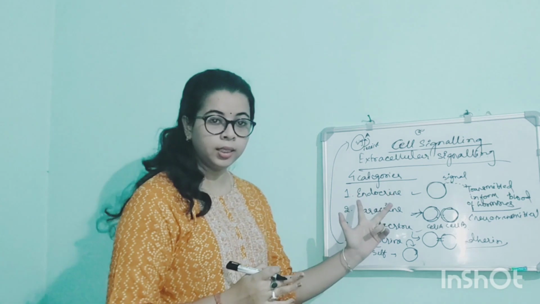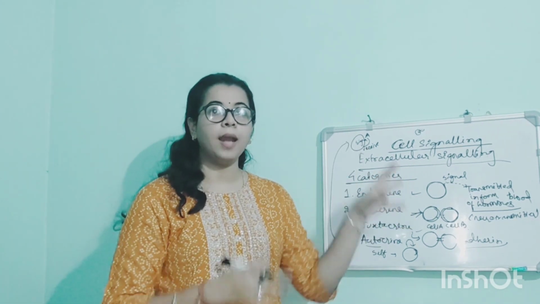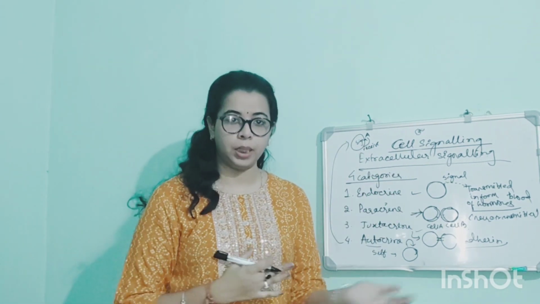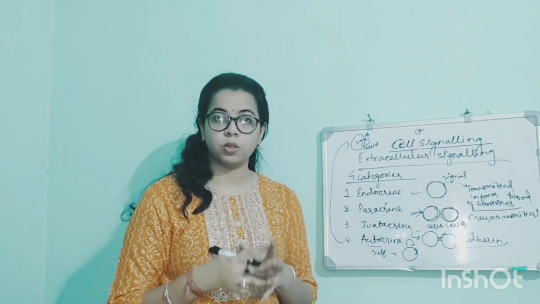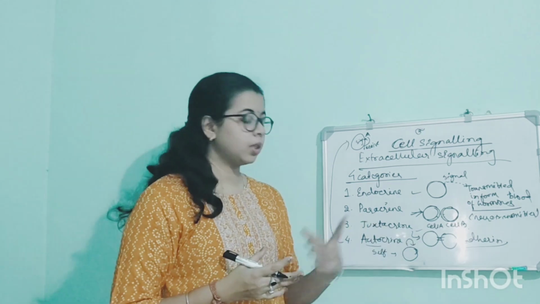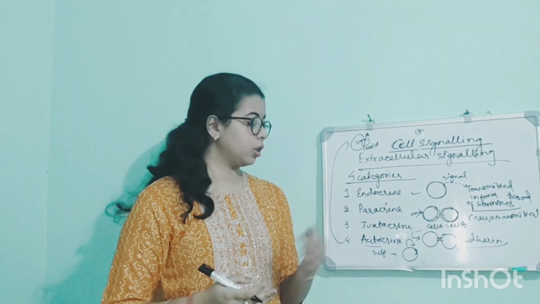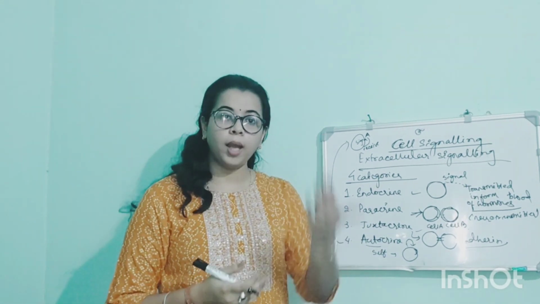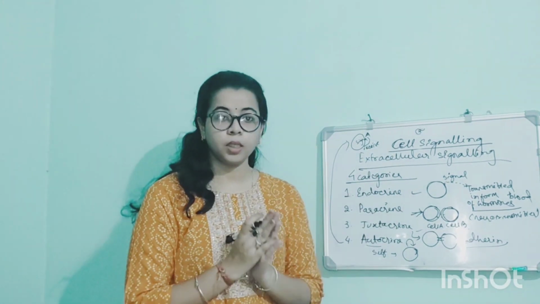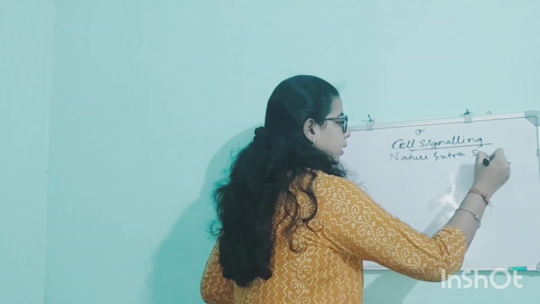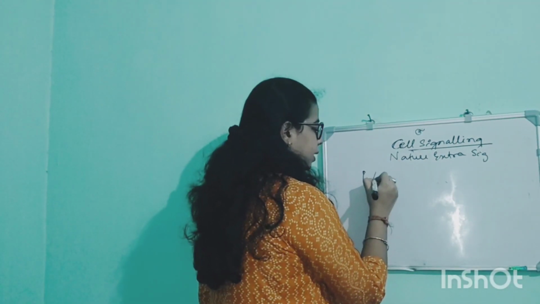One is endocrine, where the sender and the receiver are very far from each other, like hormones. Paracrine means close proximity with each other. Juxtacrine means physical contact with each other, and autocrine means the one which sends the signal receives the signal. So these are the four extracellular signals. Then they may be of two types. One is lipophilic.